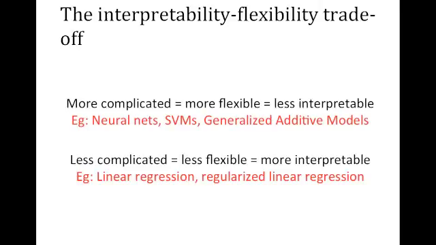This leads us to a trade-off, the interpretability and flexibility trade-off. More complicated methods are more flexible in terms of the relationships that they can learn, but they're much harder to interpret. Less complicated models are much less flexible, but they're much more easily interpretable. These include examples like linear regression or regularized linear.